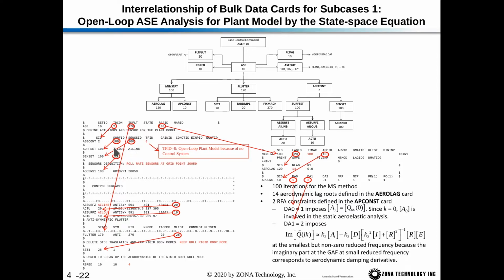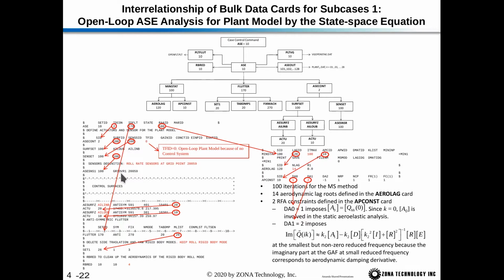So that refers down here to the AESURFZ cards. The AESURFZ cards refer to the actuator cards, so these define the actuator transfer functions. Our SynSet lists 1 sensor, so we have a roll rate sensor at grid point 20,059. So we're using the ASE sensor 1 option, which, if you recall, I said is the easier card to understand. So you can see right away this is a grid sensor.